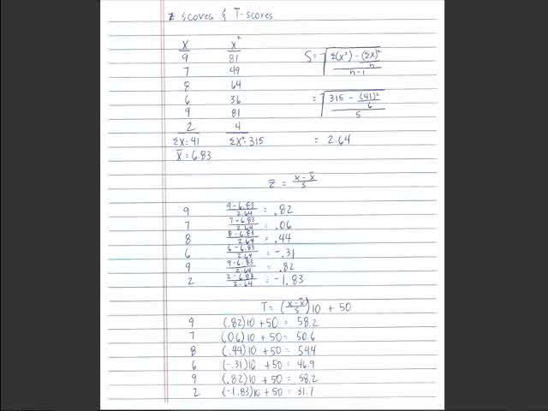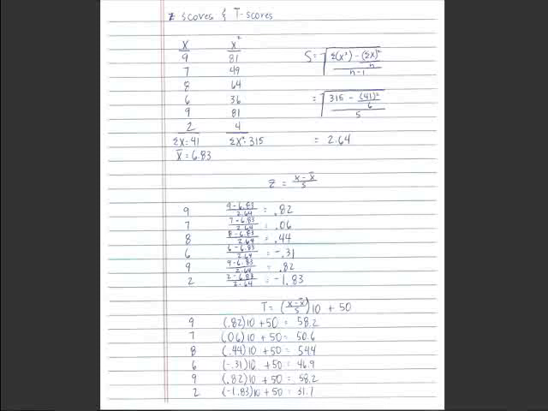I've gone ahead and calculated the standard deviation for you as well. So I squared each of the raw scores, then summed them up. So standard deviation is equal to the square root of the sum of x squared minus the sum of x quantity squared divided by n, all of that divided by n minus 1. Again, I didn't show you each of the individual steps, but we found that the standard deviation was 2.64.